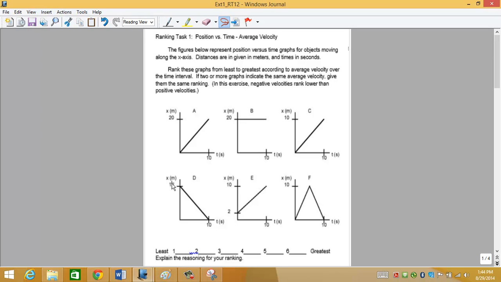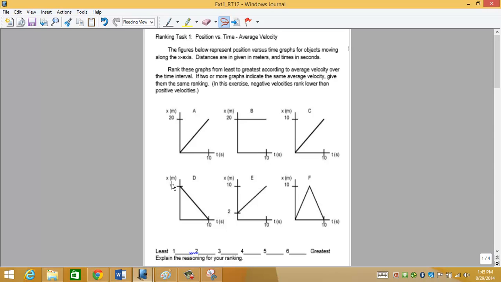The first ranking task, our job is to get the average velocity. If you recall from our discussion in class, velocity is displacement divided by time. And we're looking at position versus time graphs. So the fundamental way of getting around this one is to find the change in position, that is displacement after all, and then the amount of time. So let's just take A for example.